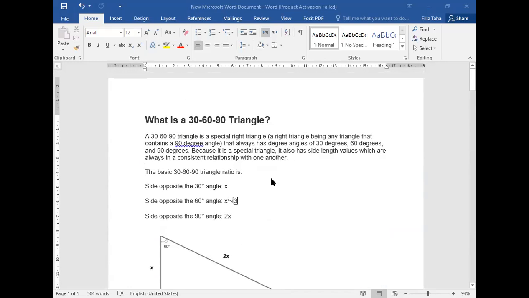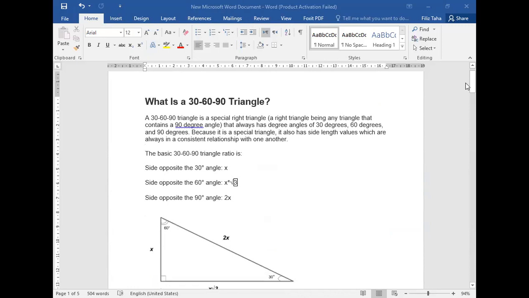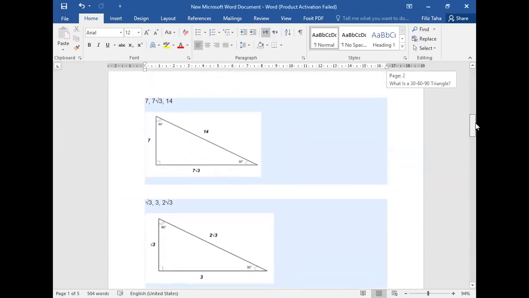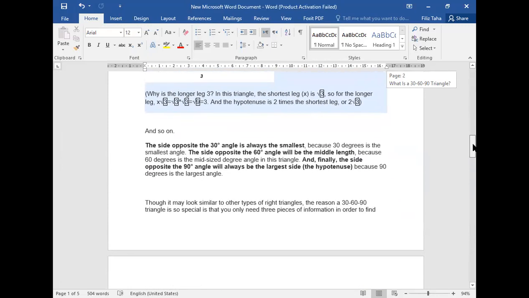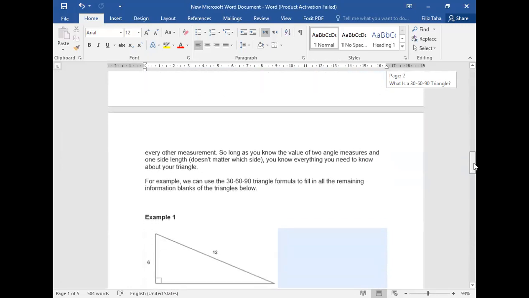Another example, if I have 7, it will be 7, 14, 7 root 3. Another one, if I have root 3, multiplied by 2, it will be 2 root 3. Root 3 times root 3 to find the other side will be equal to 3. Then this is the rule for the first special case.